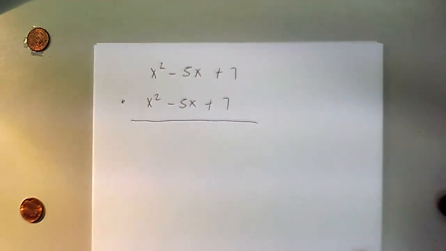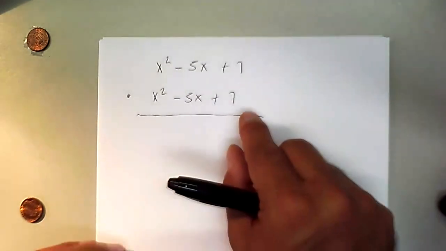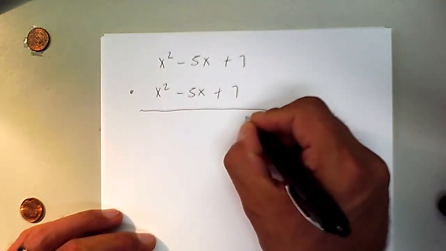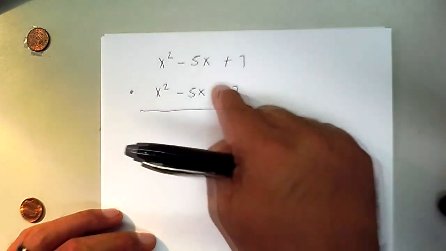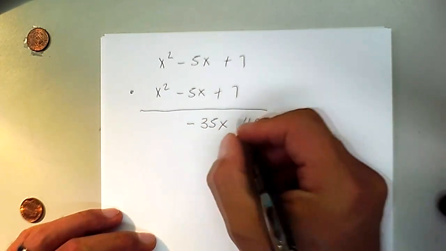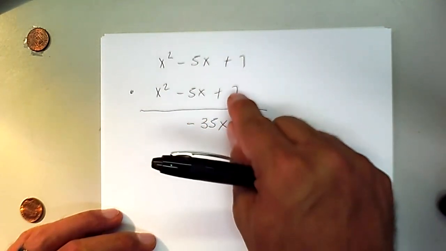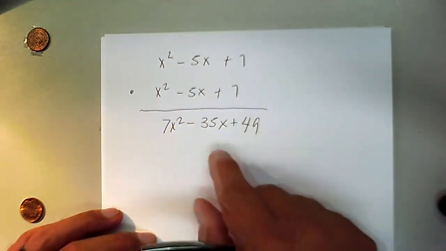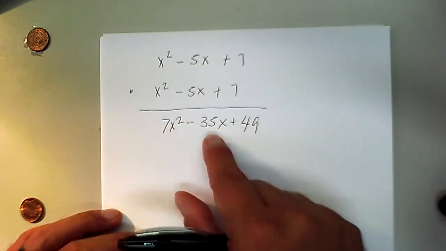I'm not saying that's wrong. I just prefer to do this. So 7 times 7 is 49. 7 times -5 is -35x. Keep the 49 with a plus, and then 7x squared. Okay, so 7x squared minus 35x plus 49.